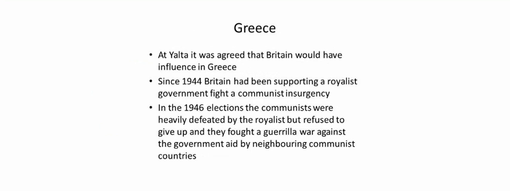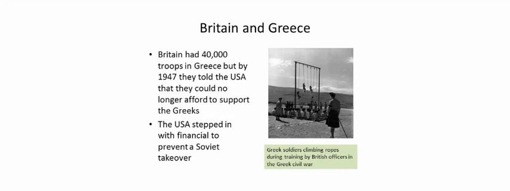They refuse to give up and continue a harsh guerrilla war, and they're aided by neighboring communist countries, which of course include countries like Albania and Romania, Yugoslavia even, in fighting the British and fighting the government. Now, that takes us up to 1947, and by 1947 the British government had 40,000 soldiers stationed in Greece.